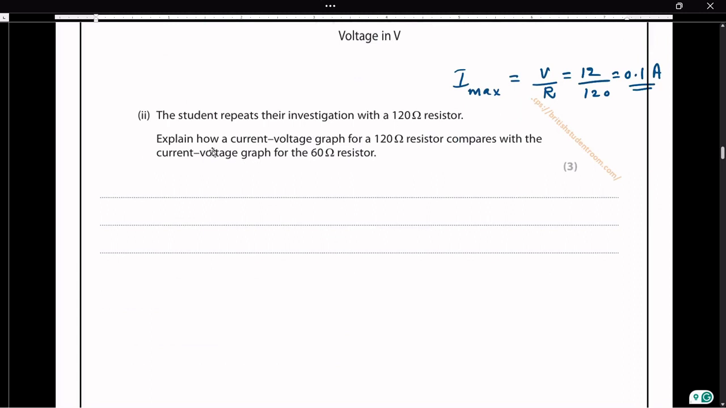But here they are asking us to explain how the graph compares with the current voltage graph for the 60 ohm resistor. So we can say that the line passes through the origin.